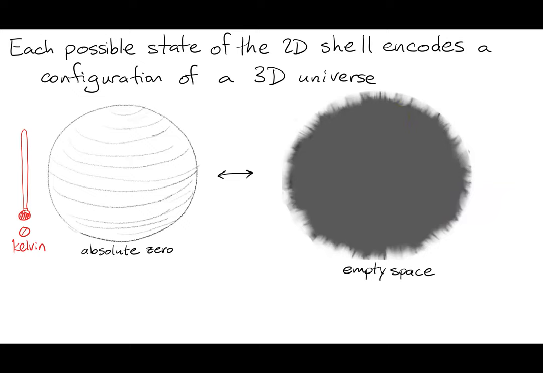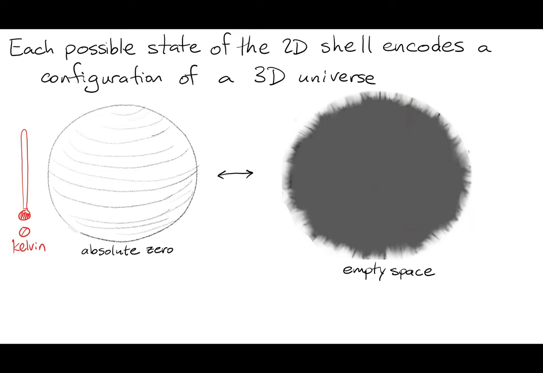The simplest thing would be to just chill it right down to absolute zero, so it's in its lowest energy configuration. And then somehow the quantum state of that thing at absolute zero would encode a big empty space-time. Just nothing in it, empty space. I'm going to tell you what I mean by encode in a bit.